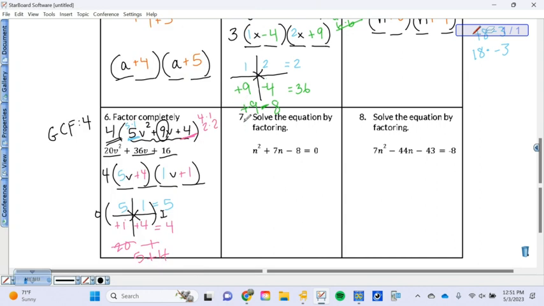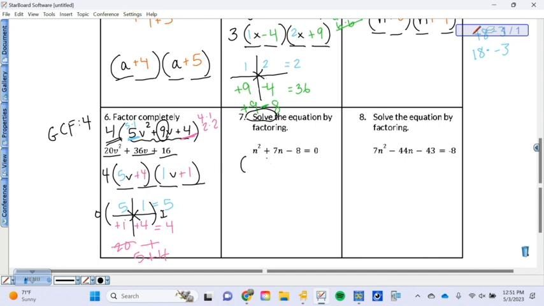So now, what's different about numbers 7 and 8? It equals something, right? So that means I need to solve it. I'm not just coming up with the factors now. I have to figure out what value of n would make this equation true. But it does still involve factoring.